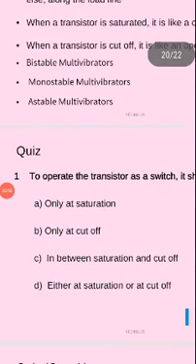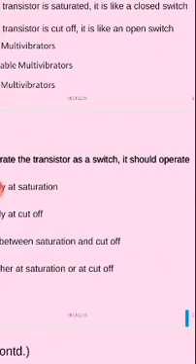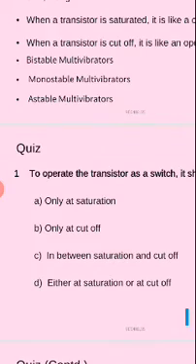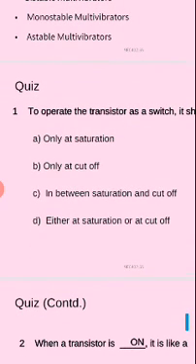Quiz. To operate the transistor as a switch, it should be operated only at saturation, only at cutoff, in between saturation and cutoff, or either at saturation or cutoff.